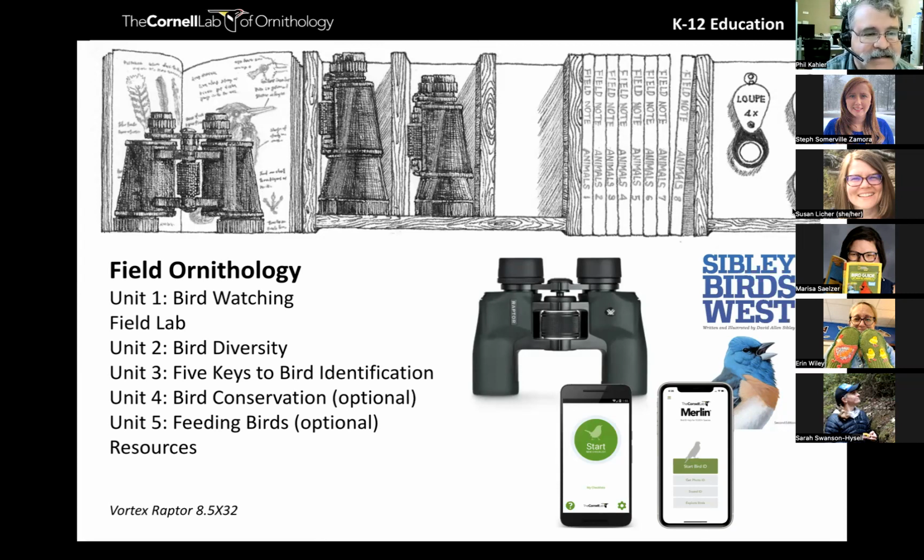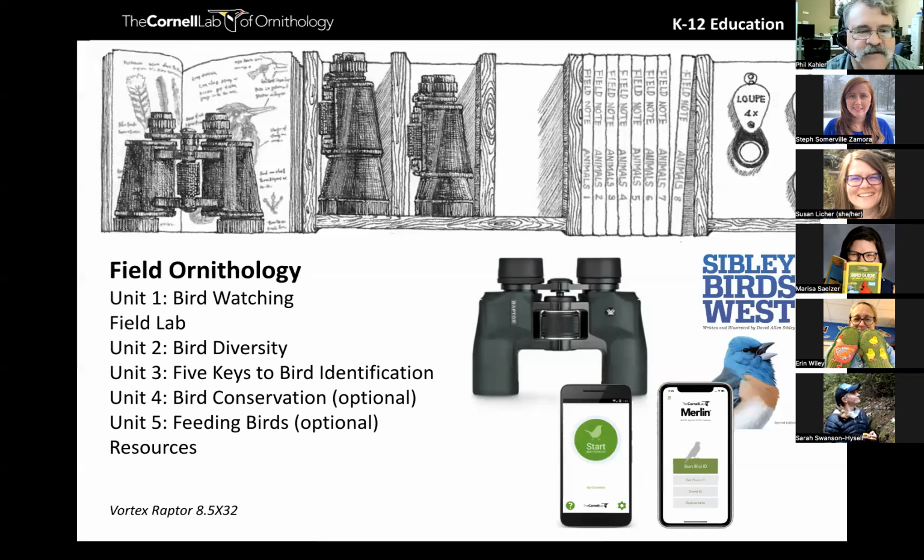And then I just started out trying to figure out, okay, how can I put my curriculum in a logical order and make it kid friendly, right? And so my first unit was bird watching, and I knew I wanted my kids outdoors. So there's a field lab, and I'll explain all this in more detail here in a minute. But unit 2 was bird diversity. So they're looking at bird adaptations and different types and species of birds.